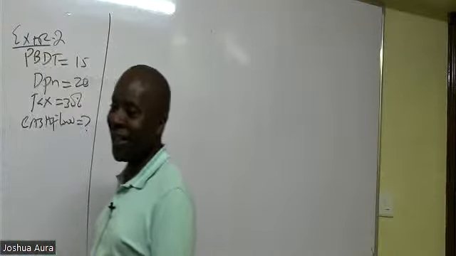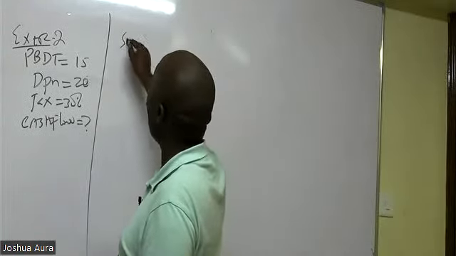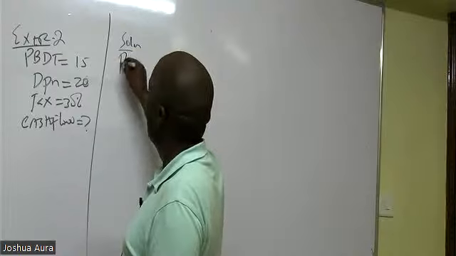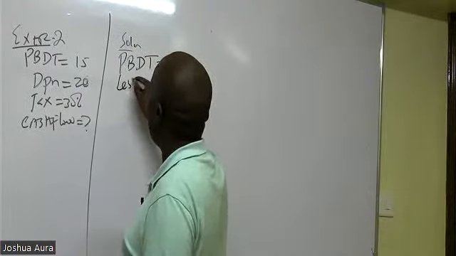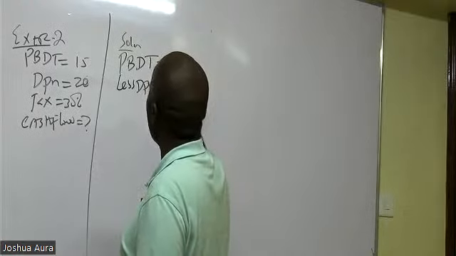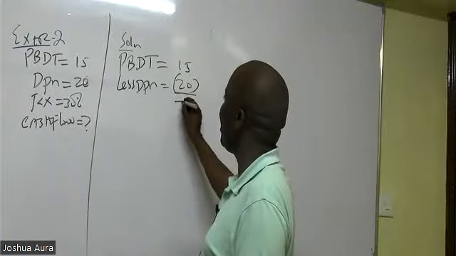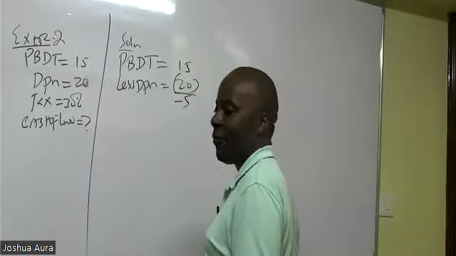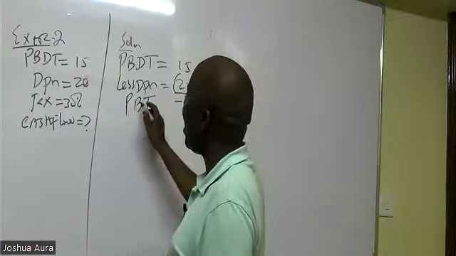Great. So we come back here. Solution: we have our profit before tax of 15. We less depreciation of 20. So we subtract 15 minus 20. This gives me minus 5. So this is profit before tax.